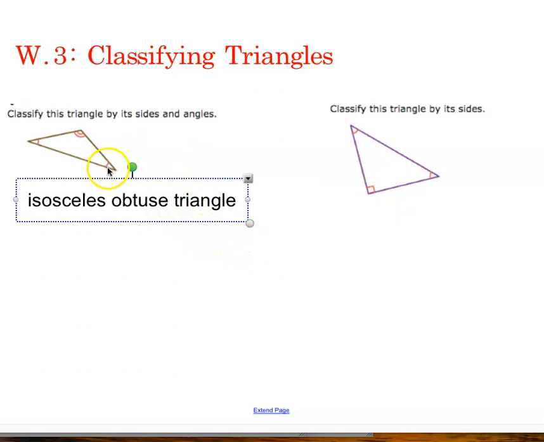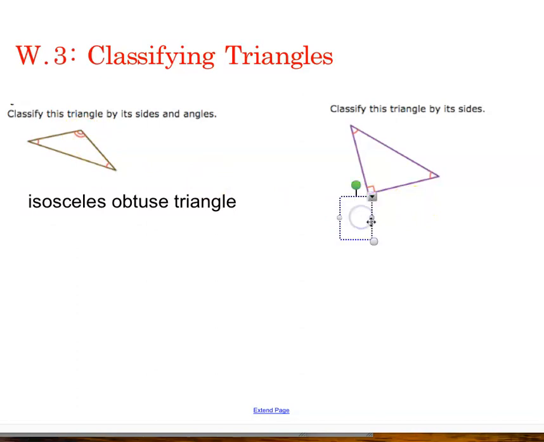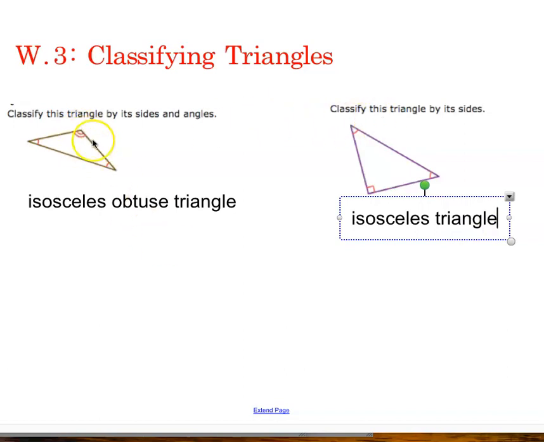Okay, you have to see one matches one, and then this one's two, so we know it's a different angle measure. The next example, same thing, we just want by its sides. So if I know two angles are the same, their sides must also be the same. So in this case, it's an isosceles triangle. Okay, so that's how you use the markings to identify what type of triangle.